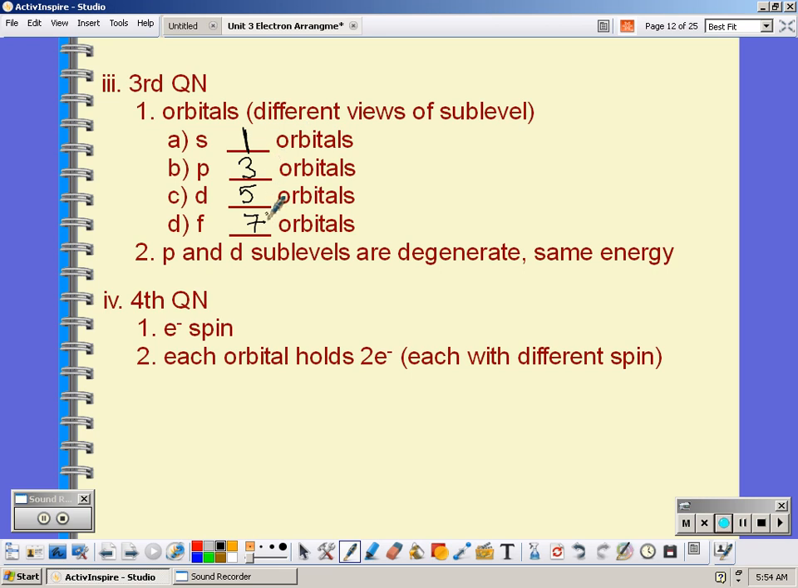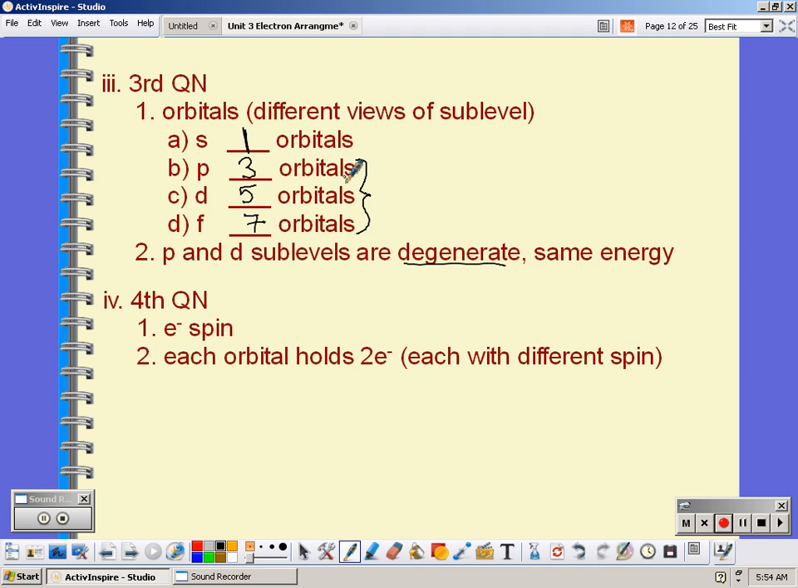When you have more than one orbital possible, they're called degenerate. So even though the p has 3 orbitals, all 3 of those orbitals have the same amount of energy. The d has 5 orbitals, but within those 5 orbitals, they're all the same amount of energy. Same with the 7 of the f.